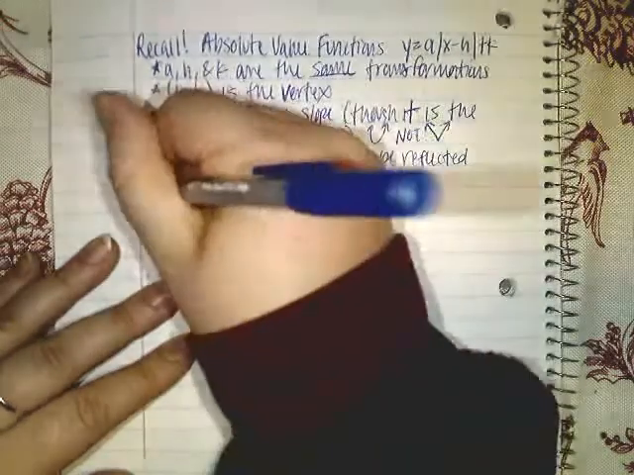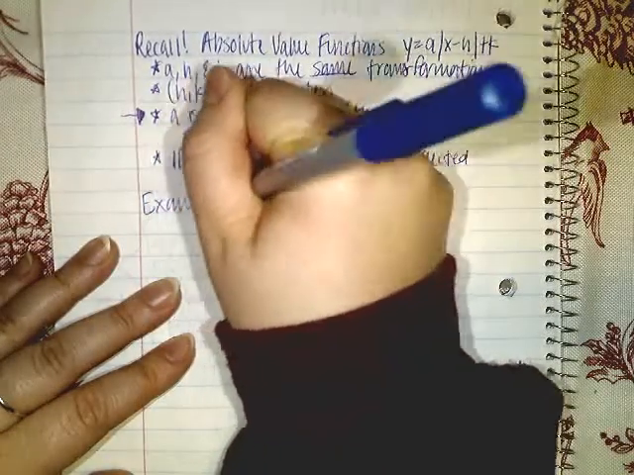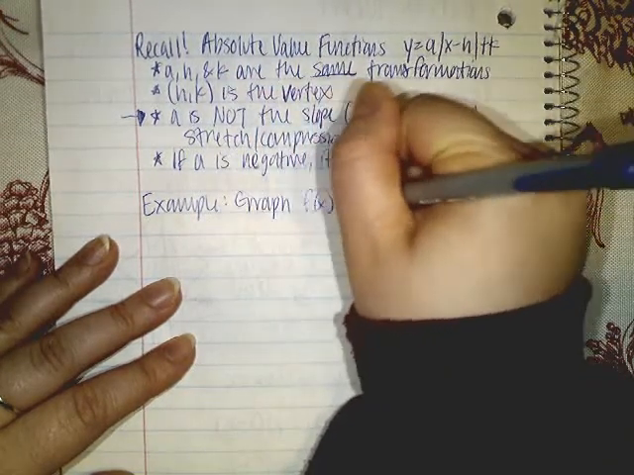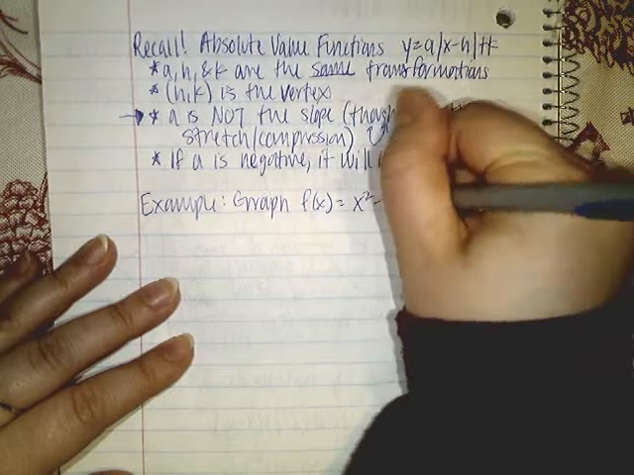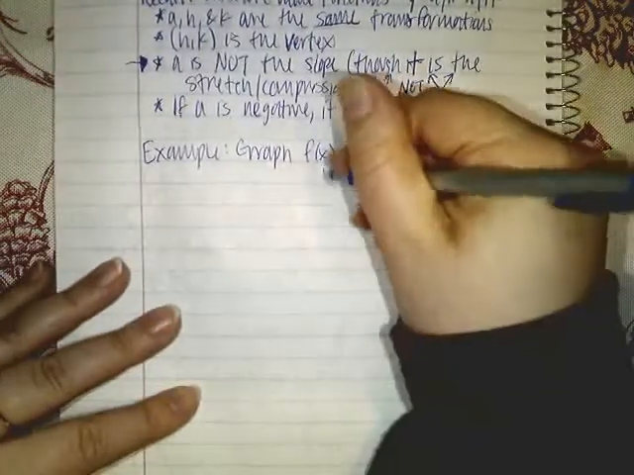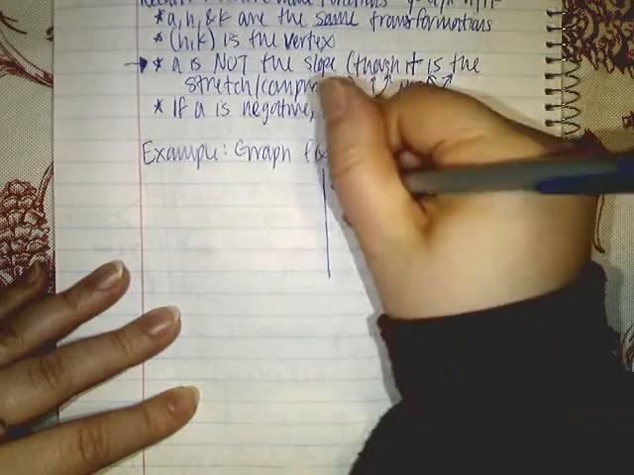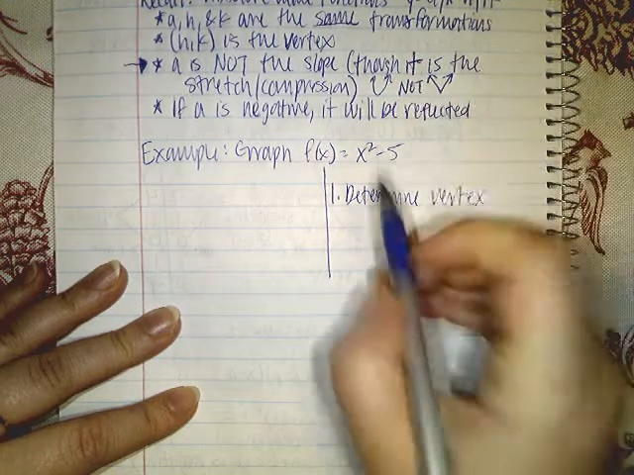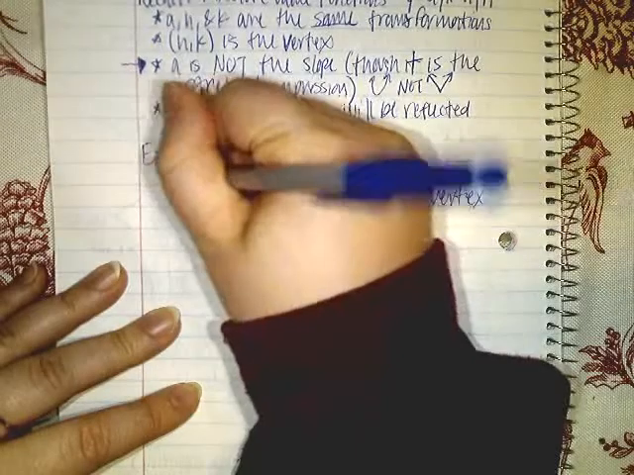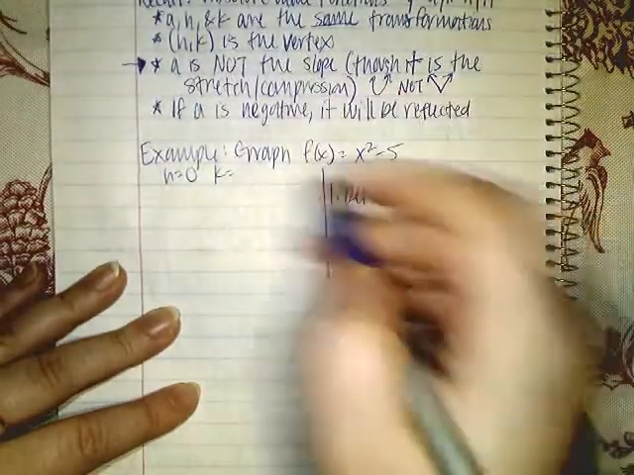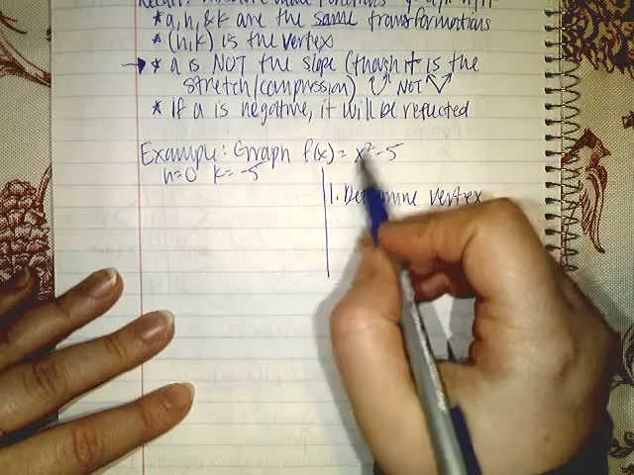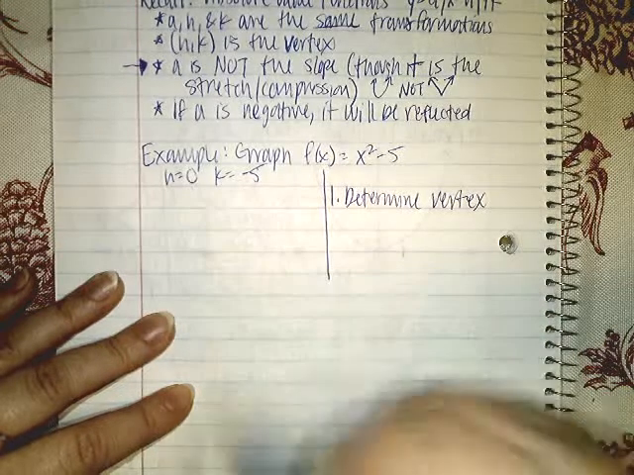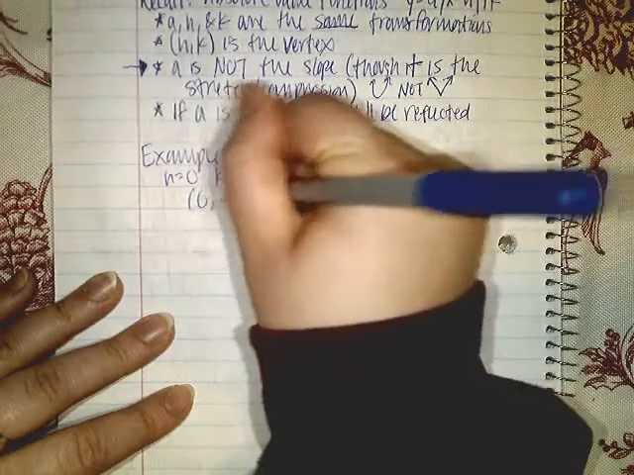So let's delve into one of our examples for today. I want us to graph f of x equals x squared minus 5. We're going to go through this relatively quickly. Step 1, we're going to determine the vertex. I'm looking at h, there's no h there, so h equals 0. k equals the number on the end, which is -5. Just so you know my thinking, h is always the number in the parentheses before it's squared. If there's no number in parentheses before it's squared, then there's no h, so h would be 0. So my vertex is (0, -5).